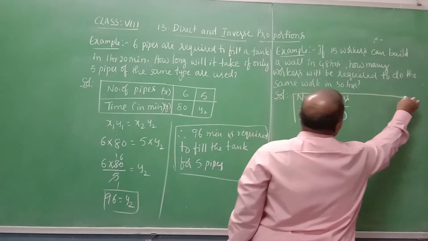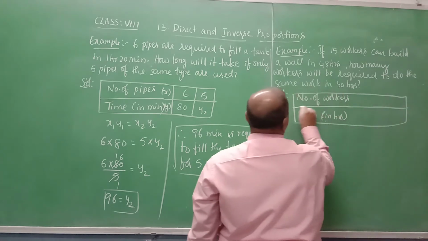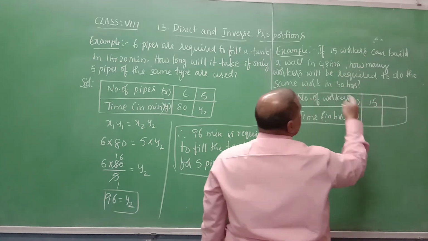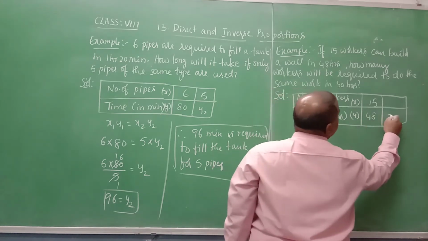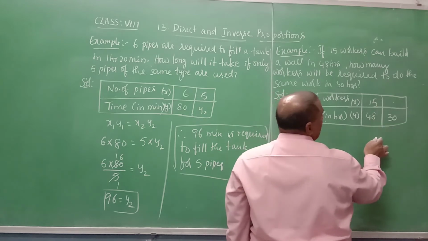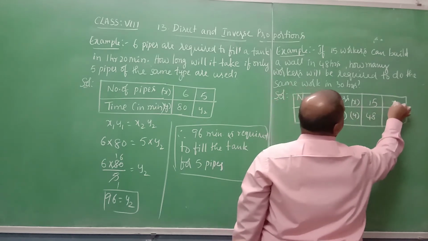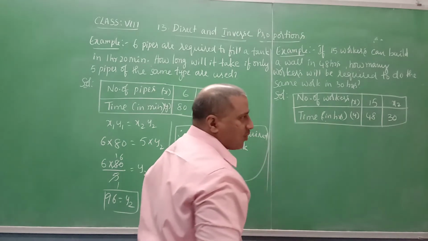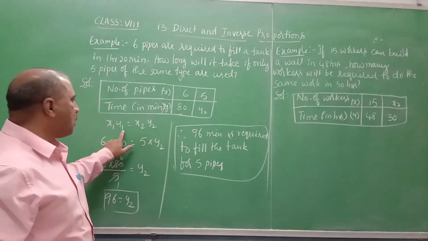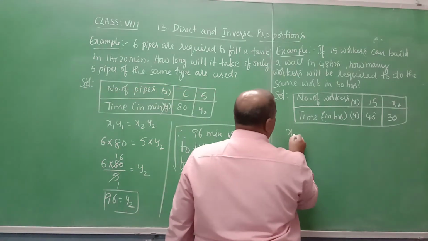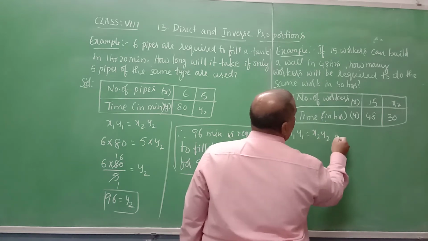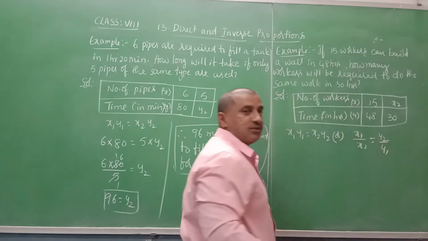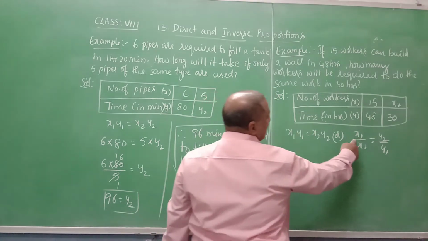Workers we will consider as x values and time as y values. Here 15 workers can finish that work in 48 hours. Now to complete the same work in 30 hours, how many workers do we require? This we have to find. These are x1, x2, y1 and y2. As this situation is in inverse proportion, we have the identity x1 into y1 is equal to x2 into y2, or you can use x1 by x2 is equal to y2 by y1. Now we will use this and do this problem. So here x1 is equal to what?